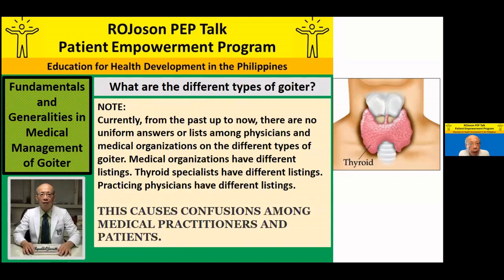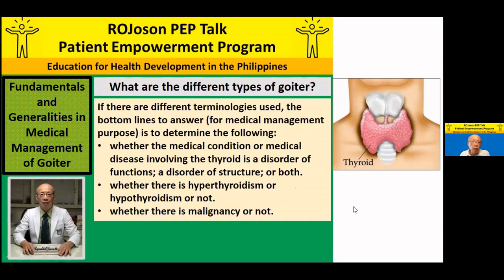Currently, from the past up to now, there are no uniform answers or lists among physicians and medical organizations on the different types of goiter. So medical organizations, thyroid specialists, and practicing physicians have different listings. Even myself, I have a different listing. So this causes a lot of confusion among medical practitioners and patients if there are different terminologies used by the doctors, by the physicians, by everybody, even the pathologist. So just settle for this, to simplify things.